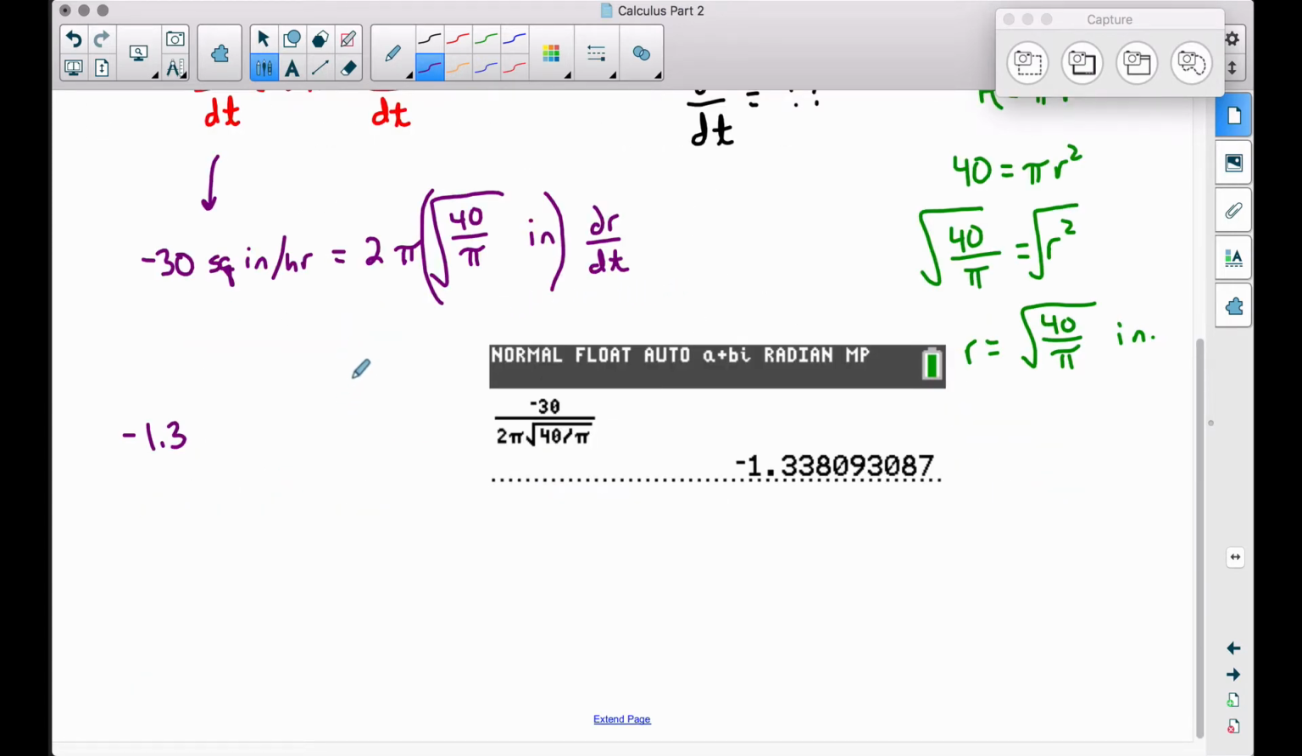But what are our units of measurement? Up top, we had square inches per hour. In our denominator, when we divided by all of this stuff, we have inches because of the inches with the square root of 40 over pi. If we take square inches, which is really inches to the second power, and divide by inches to the first, we can think of it as subtracting exponents. This inch will get rid of one of those inches up there, leaving us with negative 1.3 inches per hour. This is equal to dr/dt.